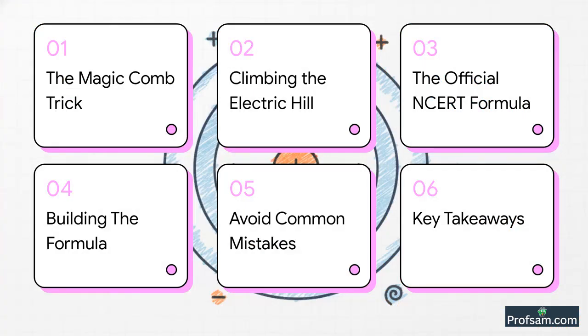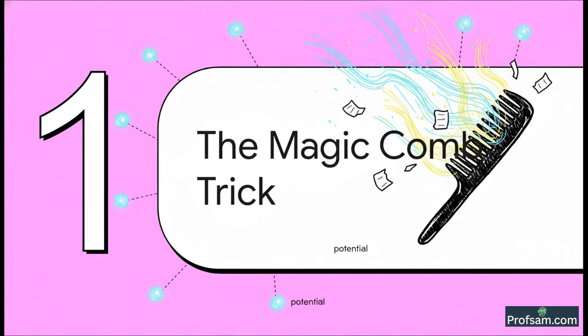All right, so here's our game plan. We'll start by understanding that comb trick. Then we'll use a very simple idea, climbing a hill, to get the core concept. After that, it's straight to the official NCERT formula you need for your exams. We'll see where that formula comes from, and then, the most important part, I'll show you the common mistakes that you must avoid. And finally, a quick summary to lock it all in. So, let's get started.